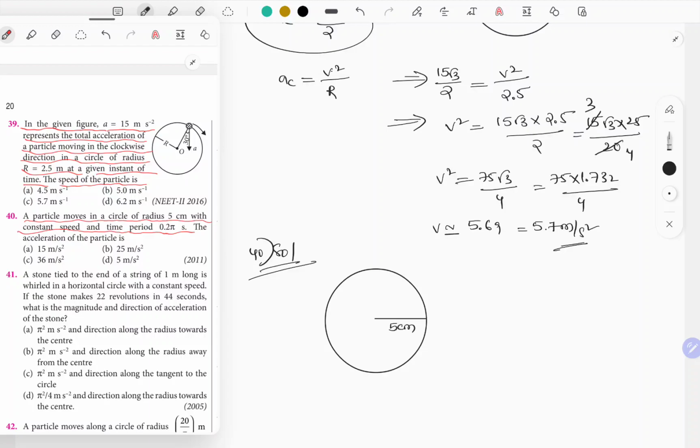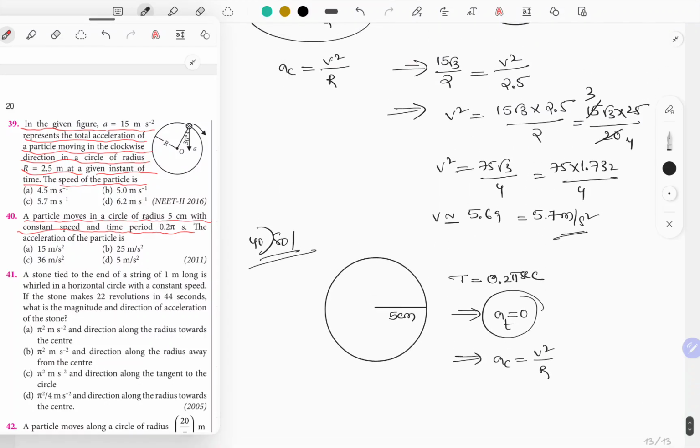A circle of radius 5 centimeter. Time period t is equal to 0.2 pi seconds. The acceleration of the particle. Acceleration formula: as it is moving with a constant speed, what kind of acceleration is 0? Tangential acceleration is equal to 0. Only centripetal acceleration is present. Centripetal acceleration is equal to V square by R.